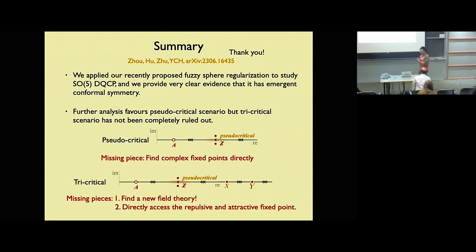One is that we do need a new field theory. You cannot use CP1 and say it's tricritical. I don't think it's theoretically sensible. It doesn't quite make sense. And the other thing is that you want to directly access those two fixed points in lattice model simulations. In particular, for this fixed point, there will be some spin liquid phase that we need to identify as well. Okay. Thank you.